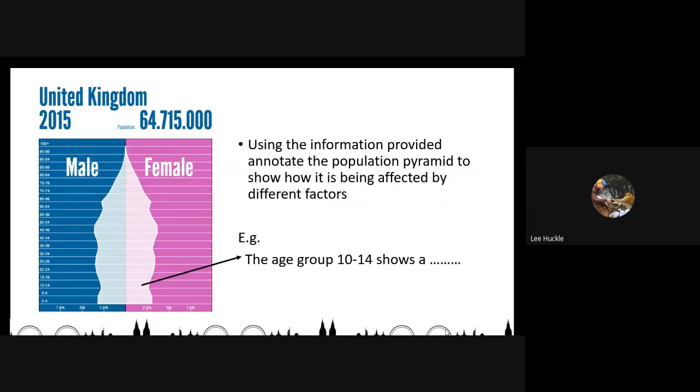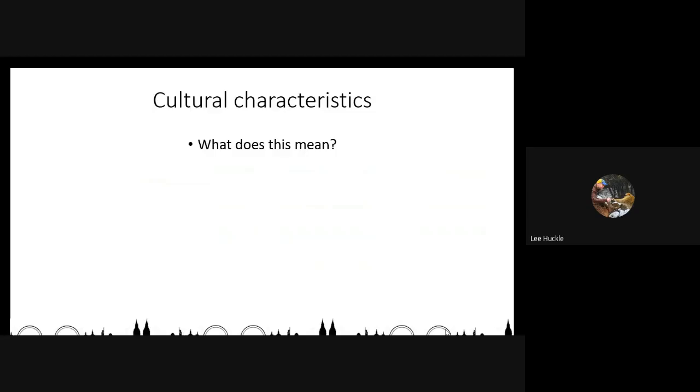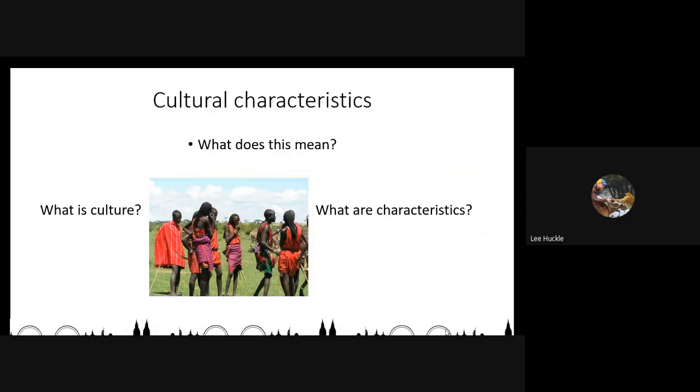Now, again, we'd have looked at the population pyramids of 2015, and using the information provided, you'd have annotated the population pyramid in more detail, and you'd have looked at different age groups. And what we then moved into was looking at cultural characteristics, because the cultural characteristics of a country, of different regions of a country, do vary. So we'd have looked at, what does cultural mean? How do we define culture? And then also, what is a characteristic? And we'd have put the two together.